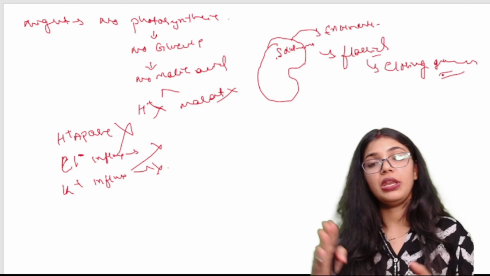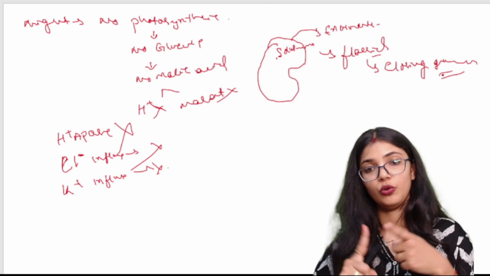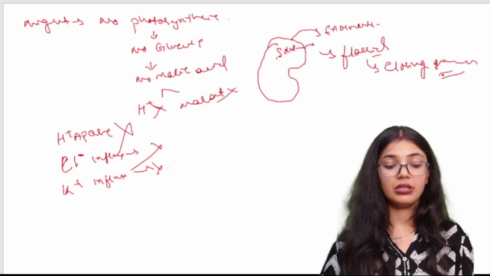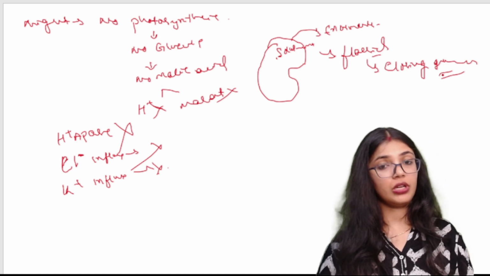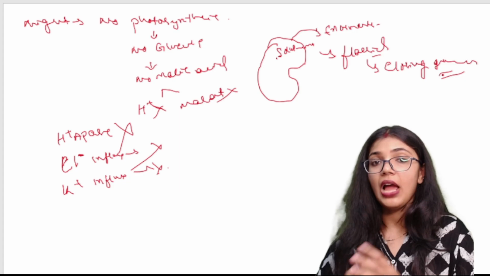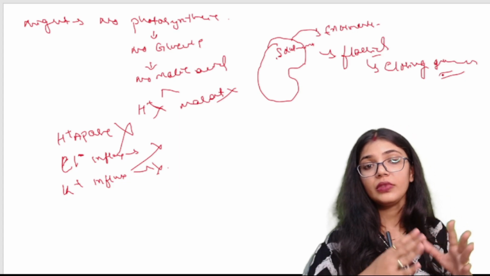In this way, opening and closing of the guard cell takes place by two kinds of mechanism. One is the old mechanism, known as the starch to sugar conversion theory, and the second is the malate ion conversion theory. I hope this video is helpful for you and you have understood the mechanism.